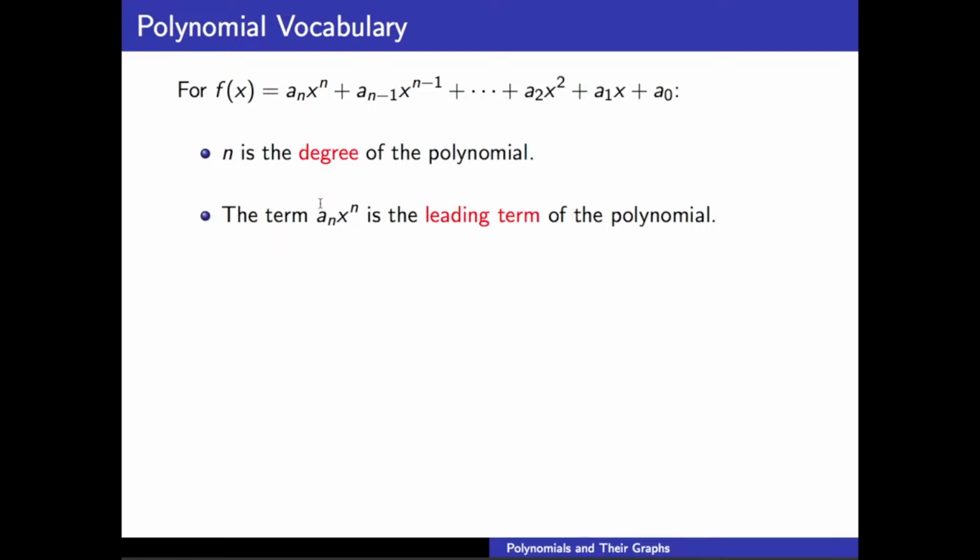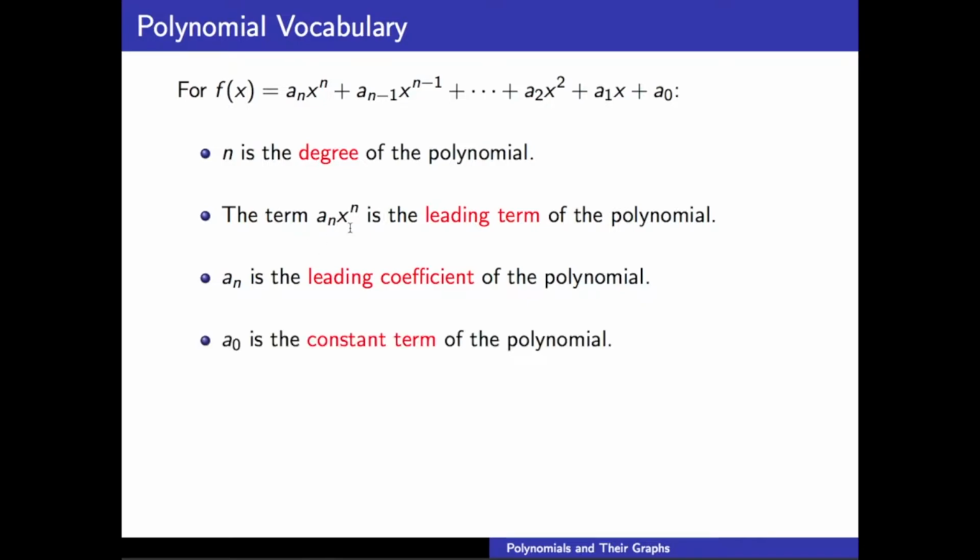The term that contains that highest power of our variable is called the leading term of the polynomial. And if we rewrite those powers from highest to lowest, we can get an idea of why this is called the leading term of the polynomial. The coefficient for the leading term is the leading coefficient. So it's just the coefficient in front of the variable that has the highest power. And then finally, the constant term is the one that does not have a variable with it.